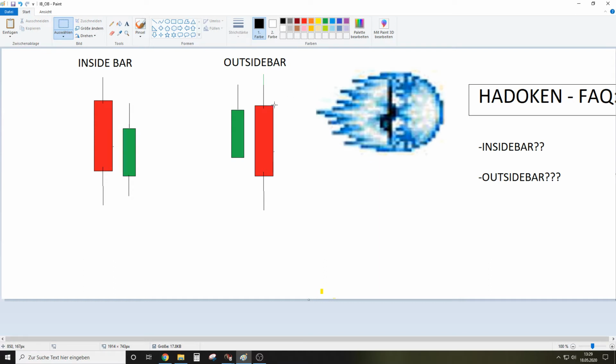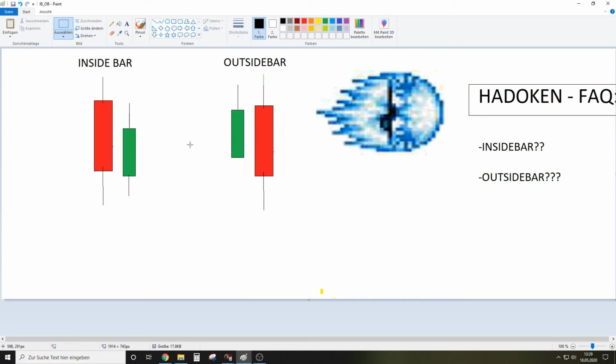The outside bar is just the same story. So you look at a bar and you compare it to the previous bar. If its high is higher than the high before, and at the same time the low is lower than the low of the bar before, it is an outside bar. And again, you basically just look at it and you see it's completely bigger in both dimensions than the bar before. Some people call that also an engulfing bar, because it engulfs the whole bar before, eats it up.